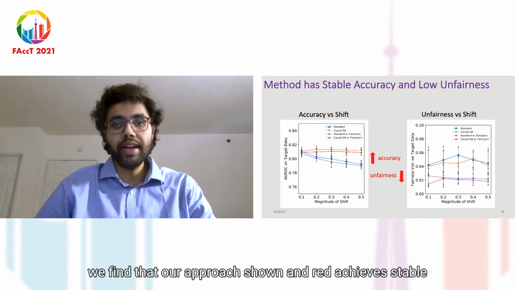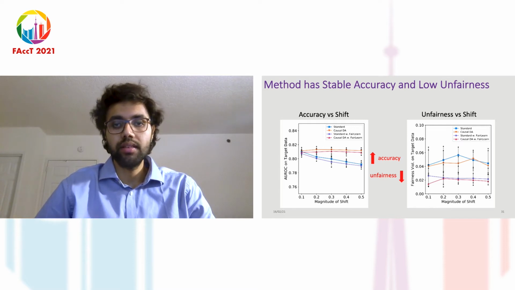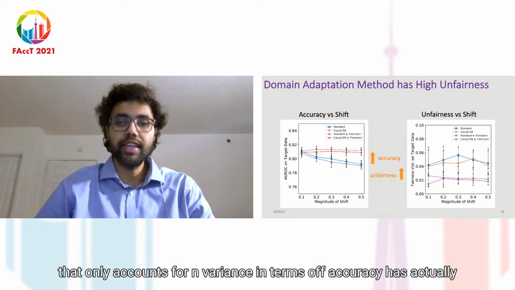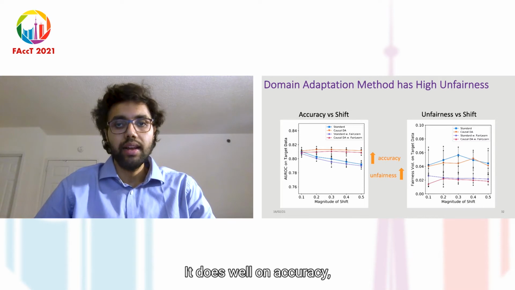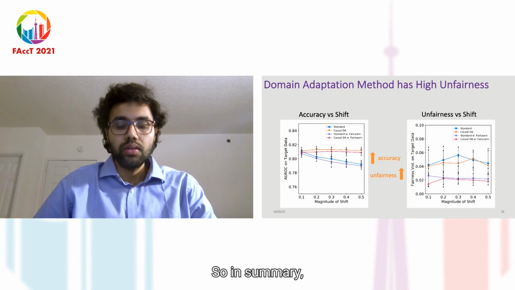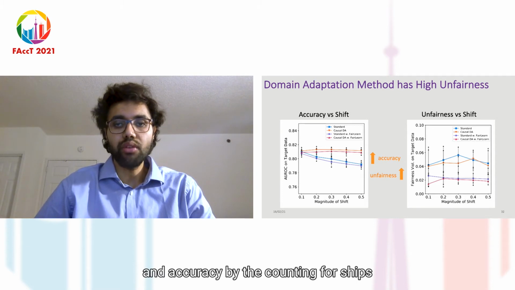In experiments, we find that our approach, shown in red, achieves stable accuracy as well as low unfairness. We compare that with the domain adaptation method, shown in orange here, that only accounts for invariance in terms of accuracy. As expected, it does well on accuracy, but it has more fairness violations on the test sets. So, in summary, these results underscore the importance of considering invariance in both fairness and accuracy while accounting for shifts.